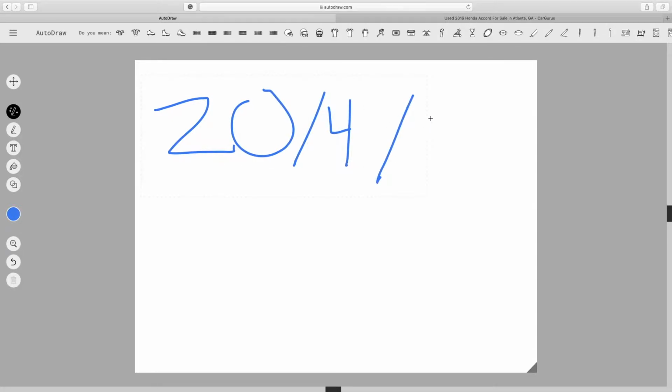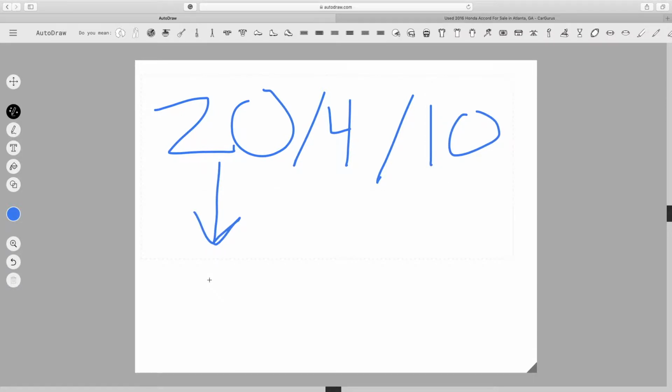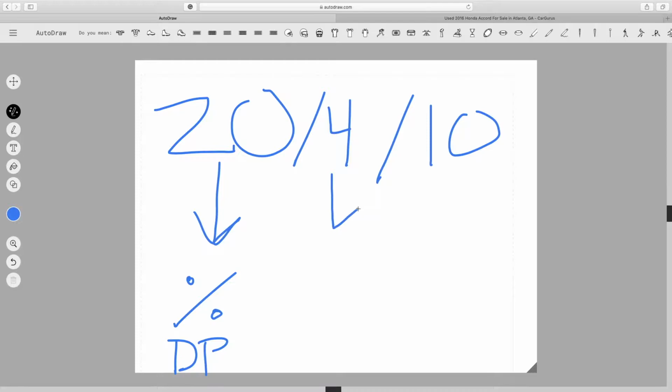So always use the 20-4-10 rule. Do not forget this when you go shop at a dealer. So don't forget the 20. Sorry about that. The 20 is the percentage of down payment. So DP right here. Okay.